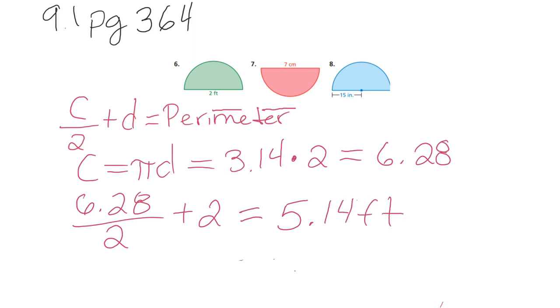Now I want you guys to try number 7 and 8, and then come back and check your answer. One thing though, when you're doing number 8, remember this is your radius, not your diameter. So when you're finding the circumference, you're going to need to use the equation that has the radius, not the one for the diameter. All right?